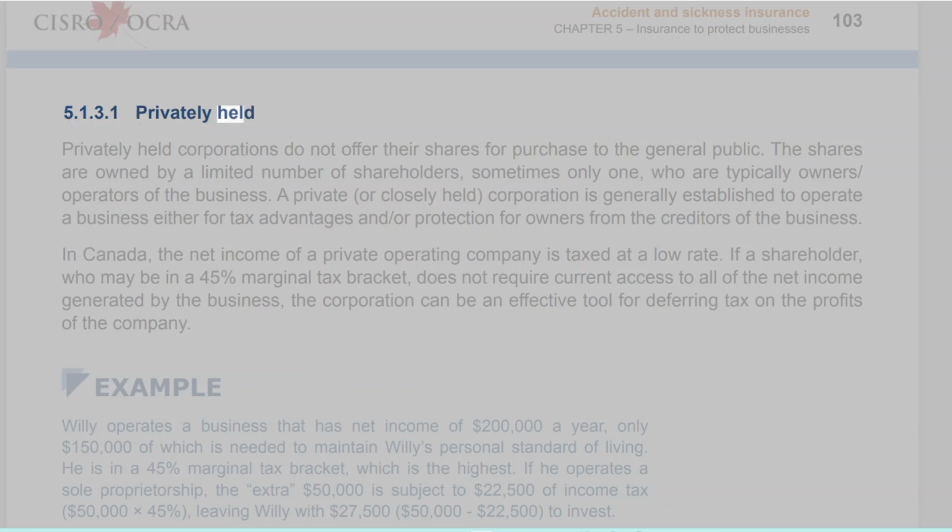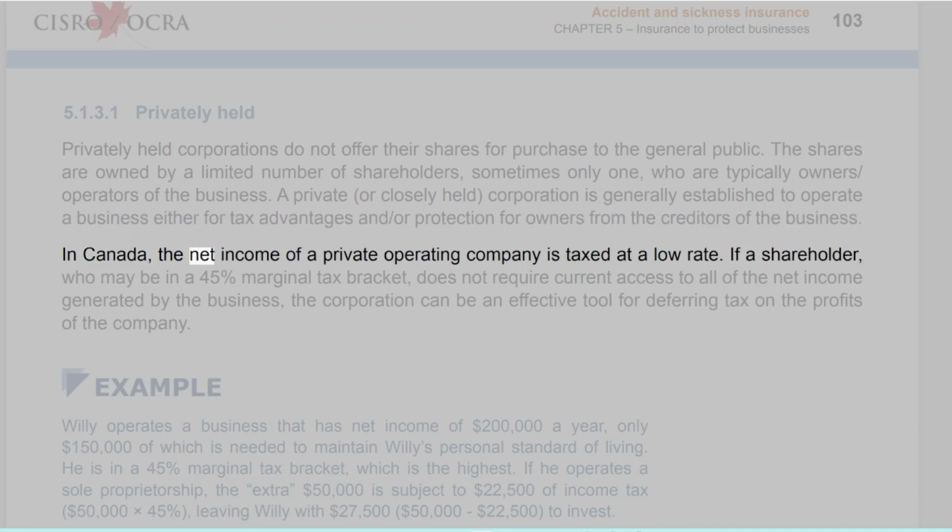5.1.3.1 Privately held. Privately held corporations do not offer their shares for purchase to the general public. The shares are owned by a limited number of shareholders, sometimes only one, who are typically owners/operators of the business. A private, or closely held, corporation is generally established to operate a business either for tax advantages and/or protection for owners from the creditors of the business.